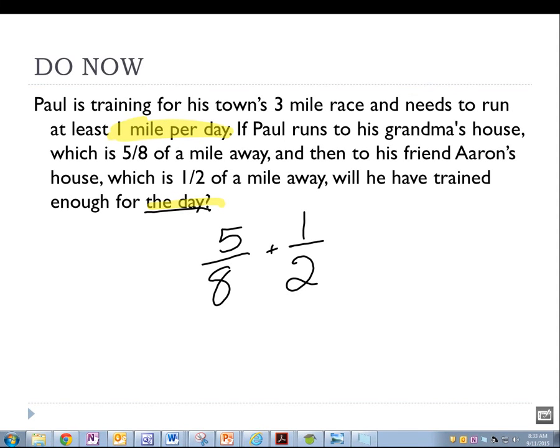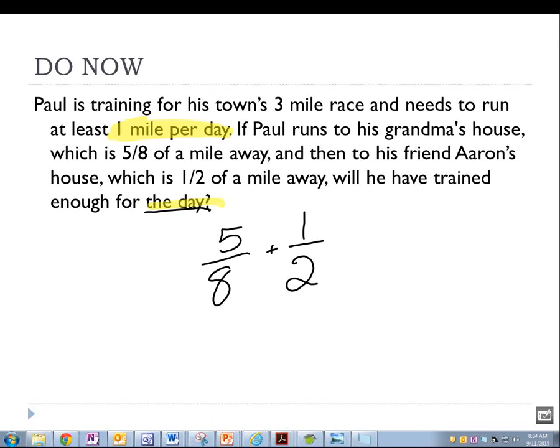I highlighted those so you recognize the key words in that. We're saying we're only needing to run 1 mile in a day. At least 1 mile, exactly. So that means he could run 50 miles if he wanted to, and he'd still be training for that 3-mile race, right? That'd be a lot of running, yeah.